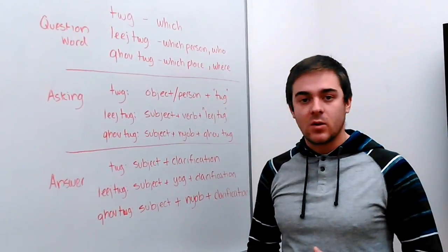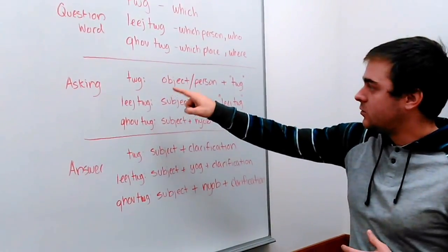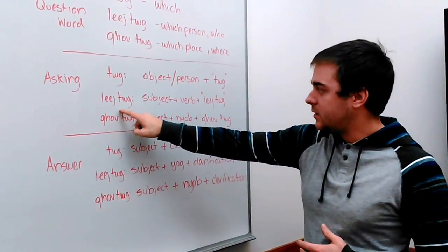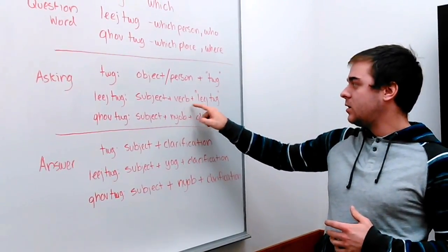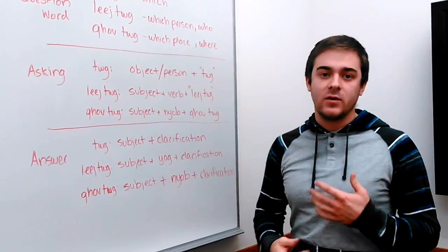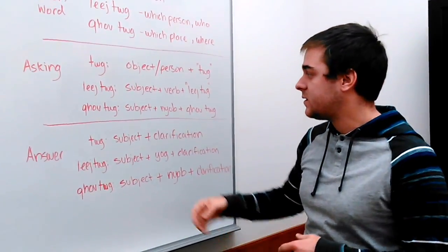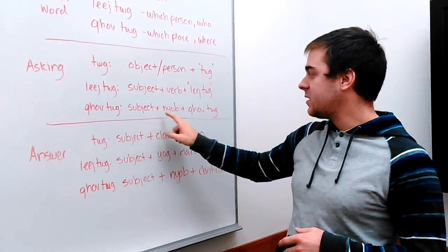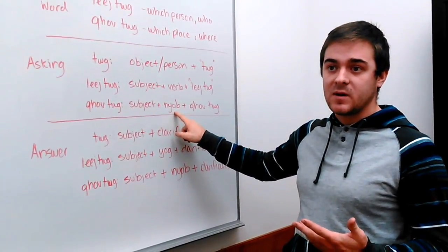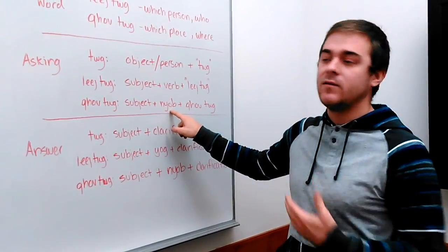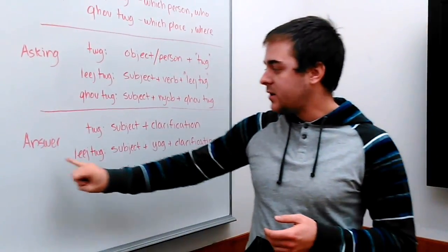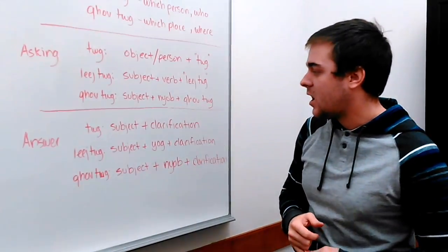When we're asking these questions, we'll start with 的. Use 的 after you say an object or person. 令的 is subject plus verb, 令的. And we say verb because you could use a few different verbs, depending on what the situation is. And we also have 考的, subject plus 鸟, because generally that's what you're going to use for a place. 鸟 means to be, like in a location or how you feel, plus the word 考的.